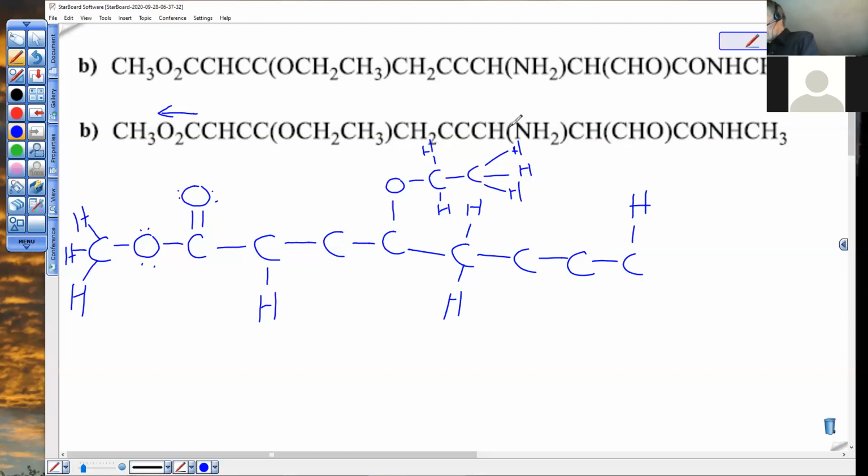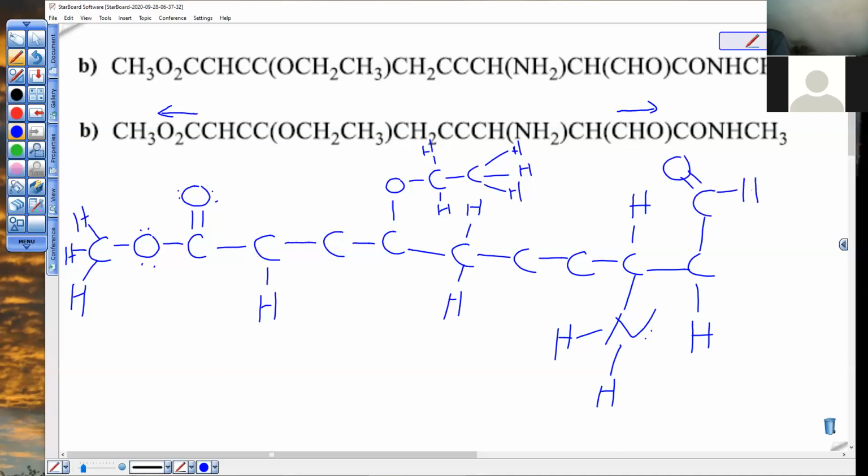And off the same C is an NH2. Nitrogen's nature is 3 bonds, 1 lone pair. Please know that forever. Then to a C with an H. I don't care if the H is up or down. Sticking off of that C, that's another pattern I'm supposed to recognize. CHO is always carbonyl, H, double bond, carbonyl, lone pair, aldehyde.